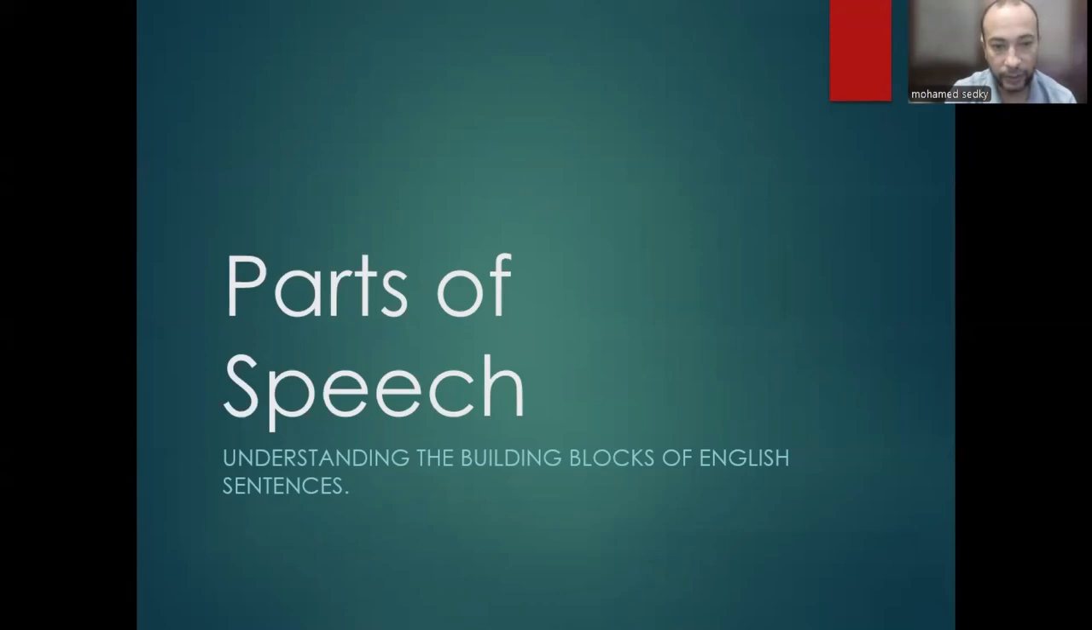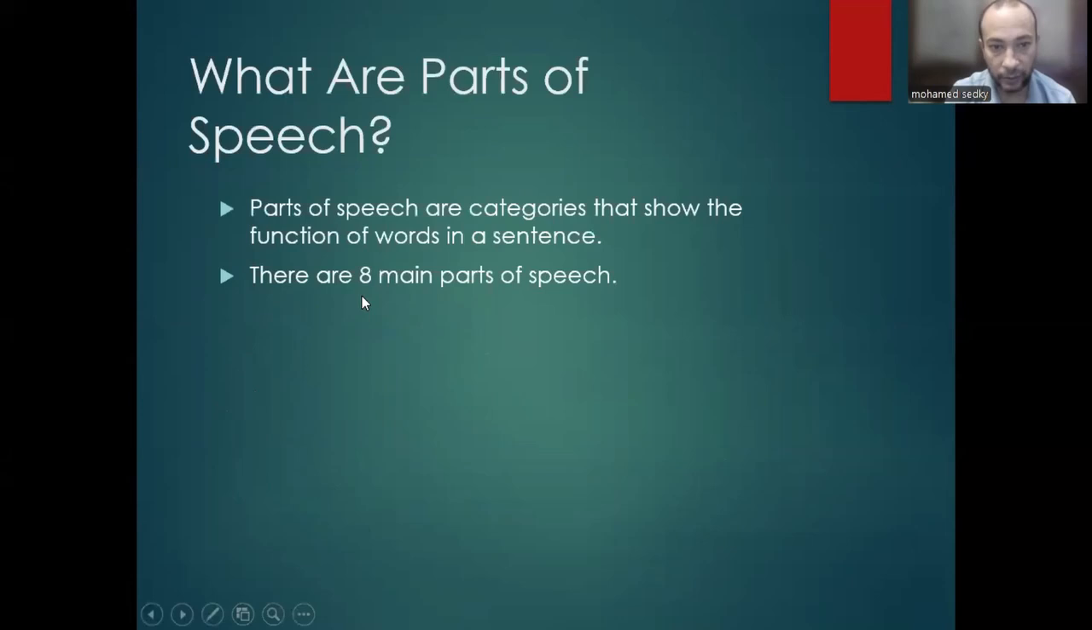And today we're starting one of my most important lessons for English, which is parts of speech. Now, to understand what the parts of speech are: they are the categories that show the function of the words. So we can say that the parts of speech tell us what the words are doing in the sentence, or what function each word has in the sentence.